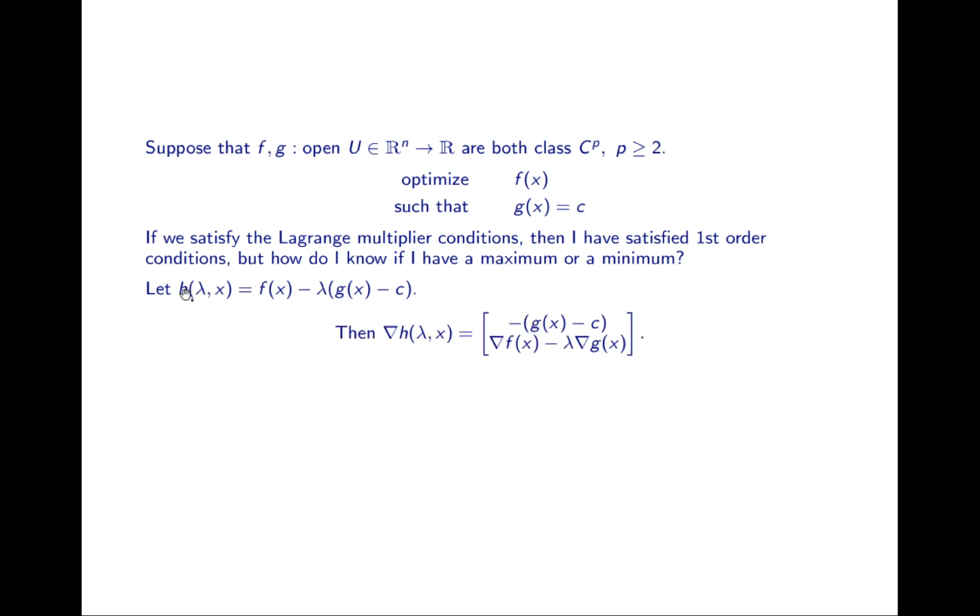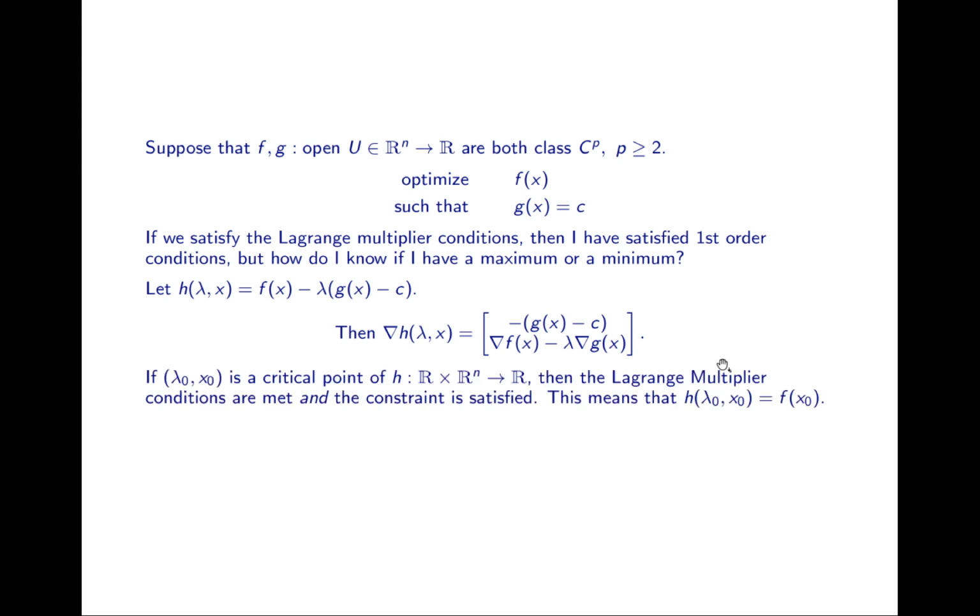Then the gradient of h is, well, it's the partial derivative with respect to lambda, so that's negative (g minus c). And then the derivatives with respect to x, so I get the gradient of f minus lambda times the gradient of g. Now, if (lambda naught, x naught) is a critical point of h, then the gradient at that point is 0. Well, that means g of x minus c equals 0, or g of x naught equals c. So my feasibility condition is satisfied.